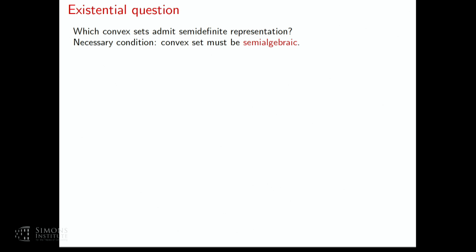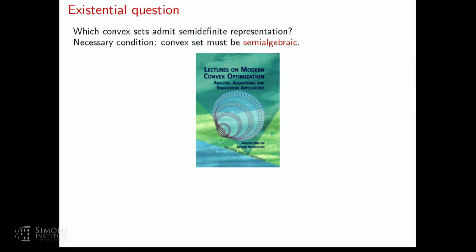Then there is of course the question of whether any convex semi-algebraic set is semi-definitely representable. This question has some history in continuous optimization, so let me mention it briefly. Anyone in continuous optimization knows about this book by Ben-Tal and Nemirovski, two famous continuous optimizers. This book is essentially a compilation of a lot of convex sets and their semi-definite representations.